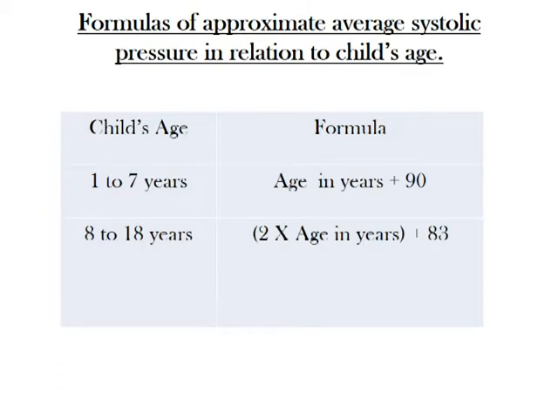Formulas of approximate average systolic pressure in relation to the child's age. Child's age 1 to 7 years: formula age in years plus 90. From 8 to 18 years: 2 multiplied by age in years plus 83.